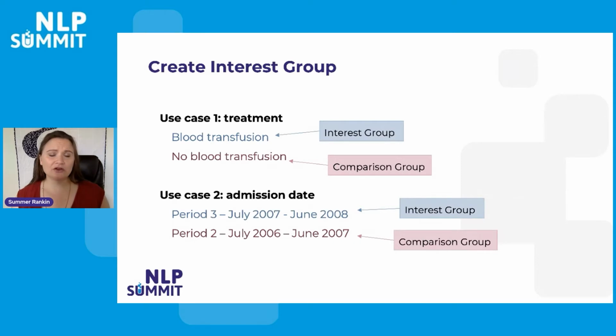So for step 1, we're looking at creating an interest group. And we had 2 different use cases we wanted to see first whether or not it would work for a treatment-based case. And that particular treatment was blood transfusions. So we have a group of patients that did receive a blood transfusion, and that is our interest group. A group of patients that did not receive a blood transfusion, which is our comparison group.